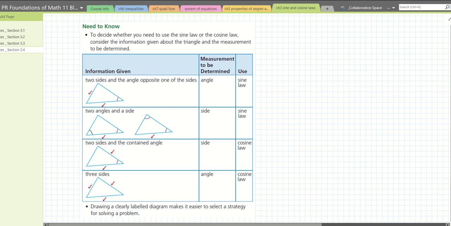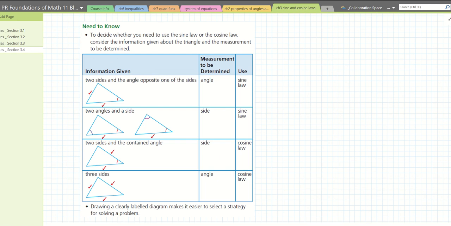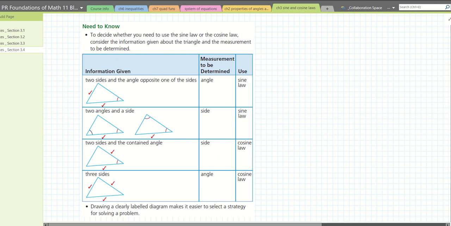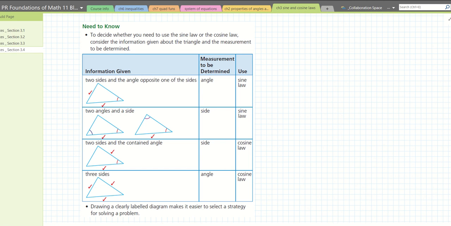In the last case, if you have all three sides but no angles at all, then you definitely have to use cosine law. Sometimes you can break it into two right angle triangles and use primary trig ratios as well. So like in these two questions, we use trig ratios in combination with sine law and cosine law.